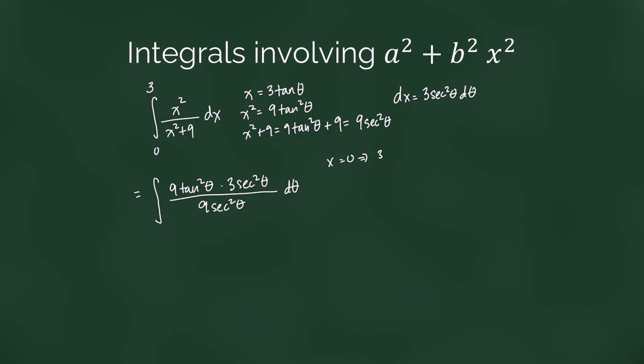We're going to change our limits, so we get, when x is 0, that 3 times the tangent of theta is 0, which means the tangent of theta is 0, which means theta must be 0 degrees, or 0 radians. If x is 3, we get 3 tangent theta equals 3, which means the tangent of theta is equal to 1, which means that theta must be pi over 4 radians. So now our limits of integration are from 0 to pi over 4.